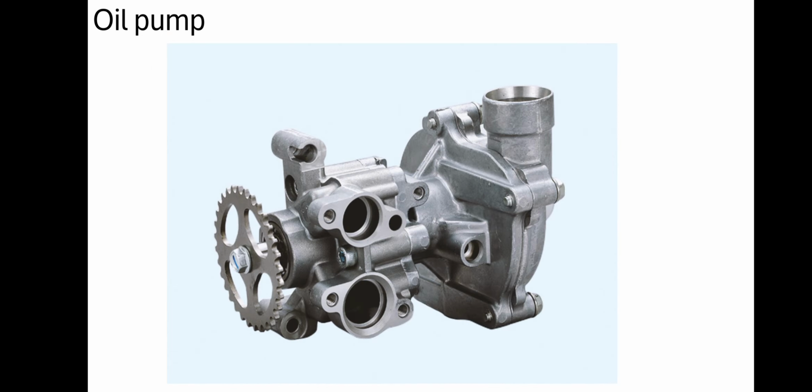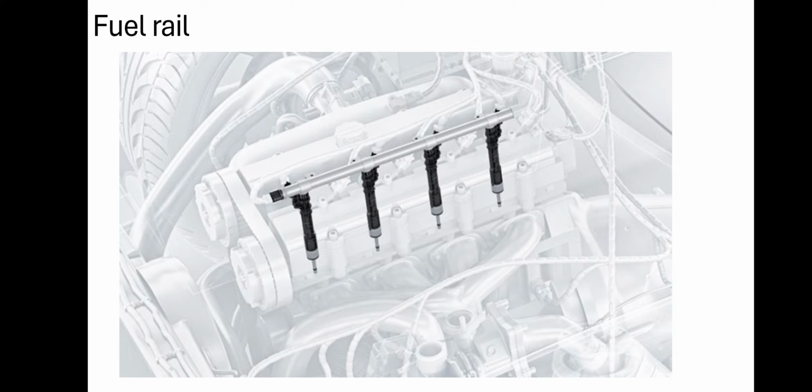Then we have the oil pump. The oil pump is also the same. It takes in the oil, pressurizes it, and sends it to the engine, where it absorbs heat and then comes back. This circulation does the same job for the oil as the water pump does for the coolant. Then we have the fuel rail.